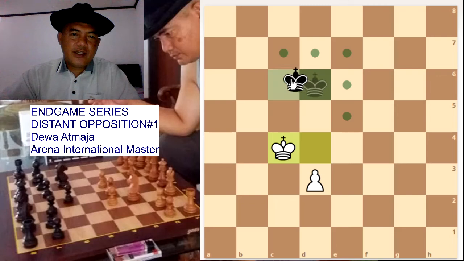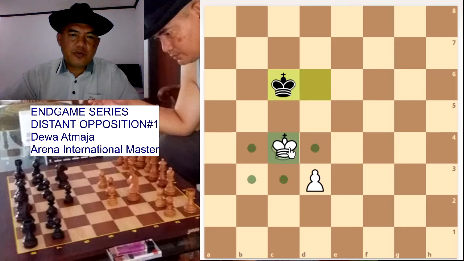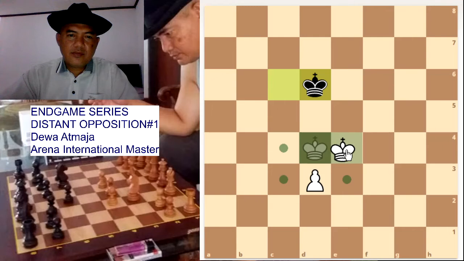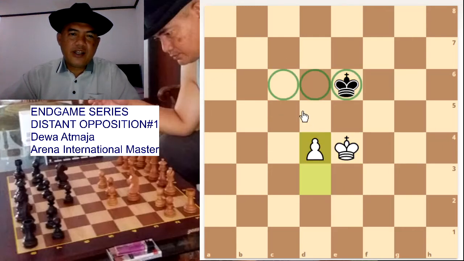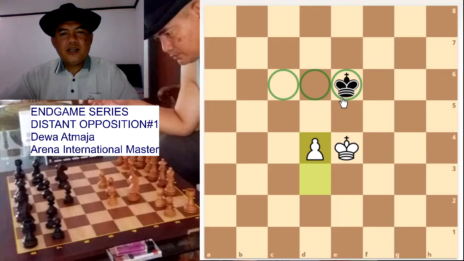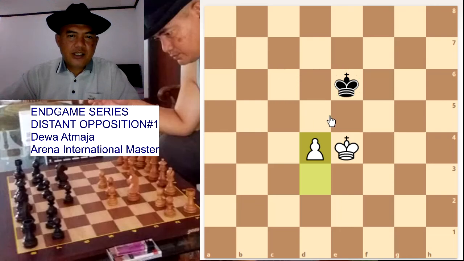Whatever white moves, black will have the opposition until white has to move his pawn. Then the key square gets even closer to the black king, or is now occupied by the black king. So this is a draw position. You can see the continuation in my first video about the oppositions.